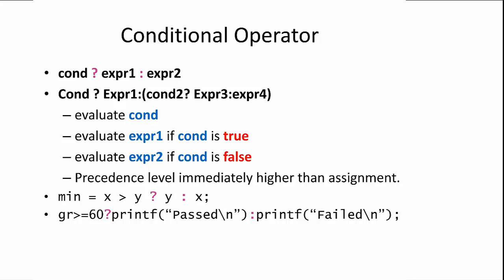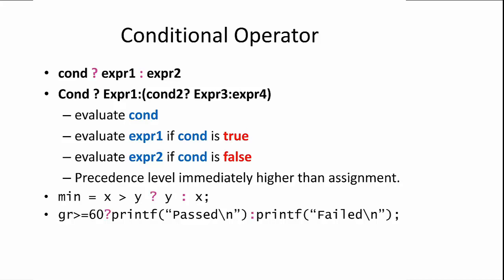And also write something like this. Greater is basically greater than or equal to 60. If that's true, then I will print pass, assuming that the passing mark is 60%. Otherwise, I print fail. Right? So two different formats now.